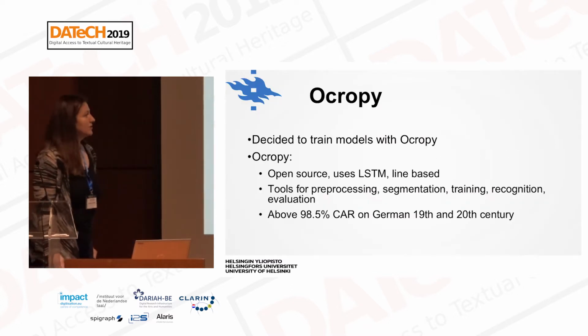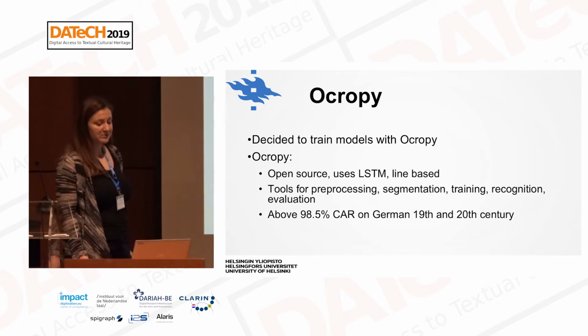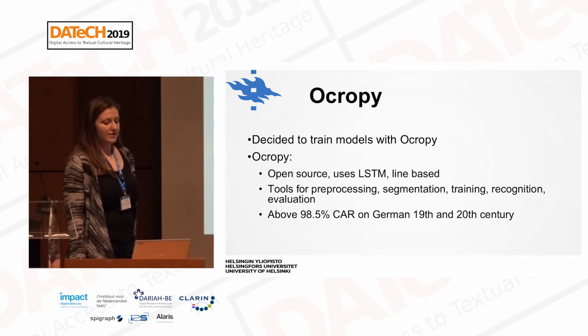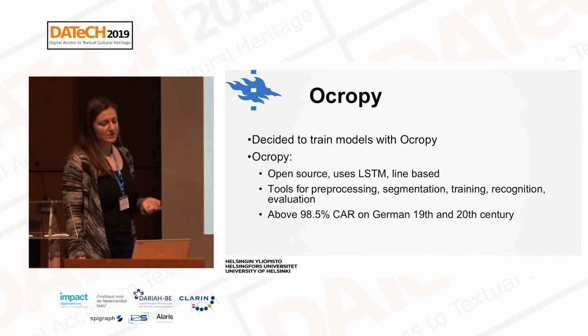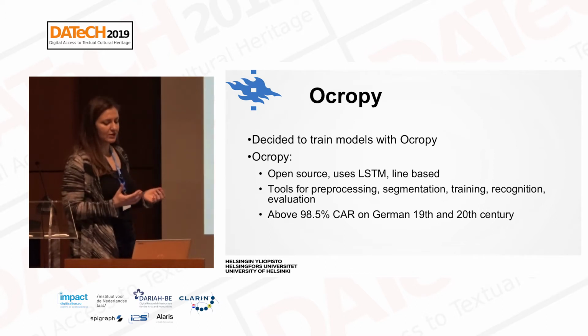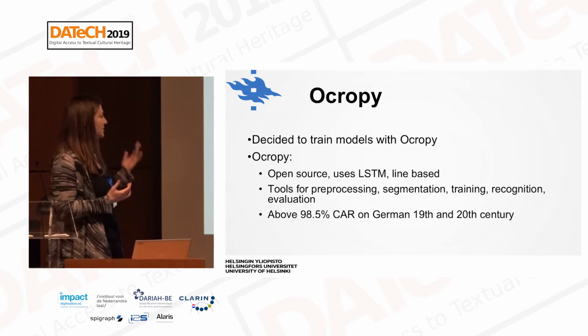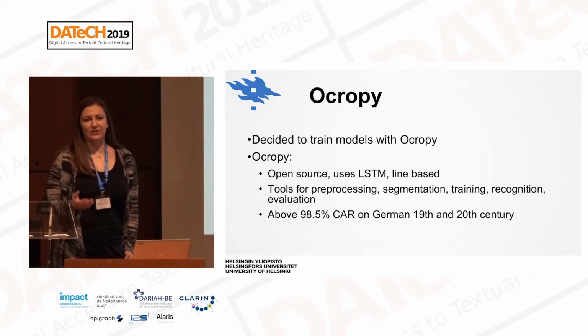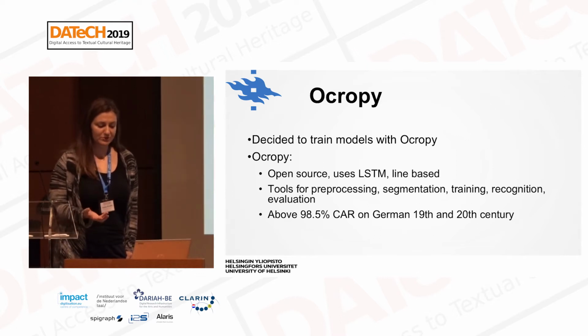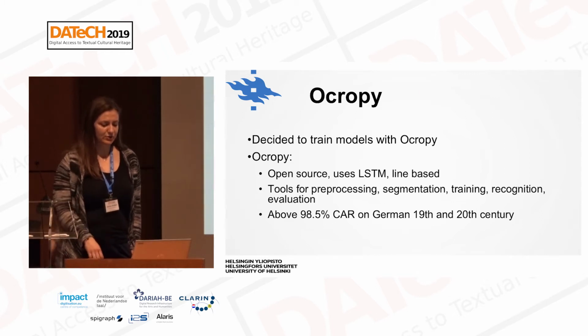When we started re-OCR experiments, we decided to train models with Ocropy. I think it was about 2 years ago that we started working on that. We chose Ocropy because it's open source and it uses neural networks. And it's a whole package, containing tools for pre-processing, segmentation, training, recognition, and evaluation. It also had really great results on German historical documents. So at the time, I believe it was the best choice for us.